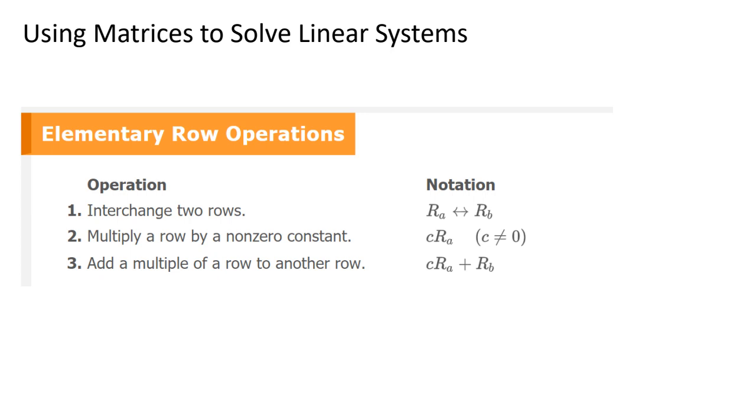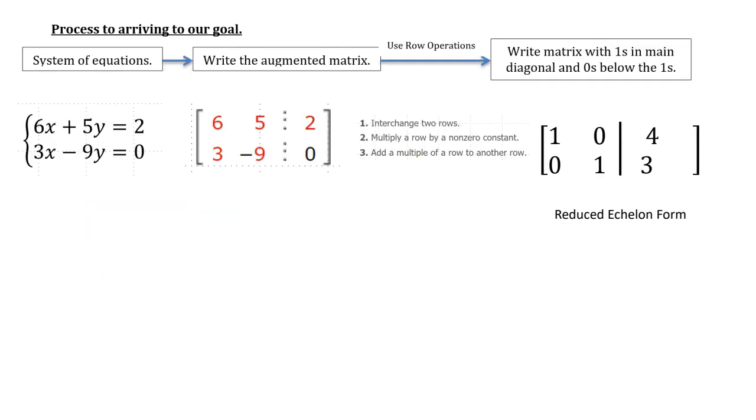And then the third one is we can add or multiply a row by another row, okay? So we can replace a row by adding one row with another row, okay? And we'll see examples of all of these operations. So let's get to this, okay?